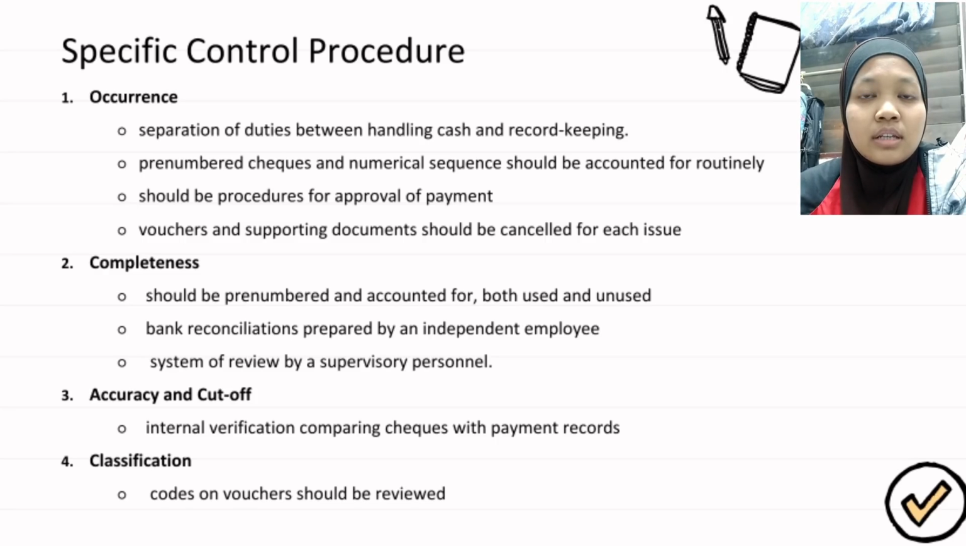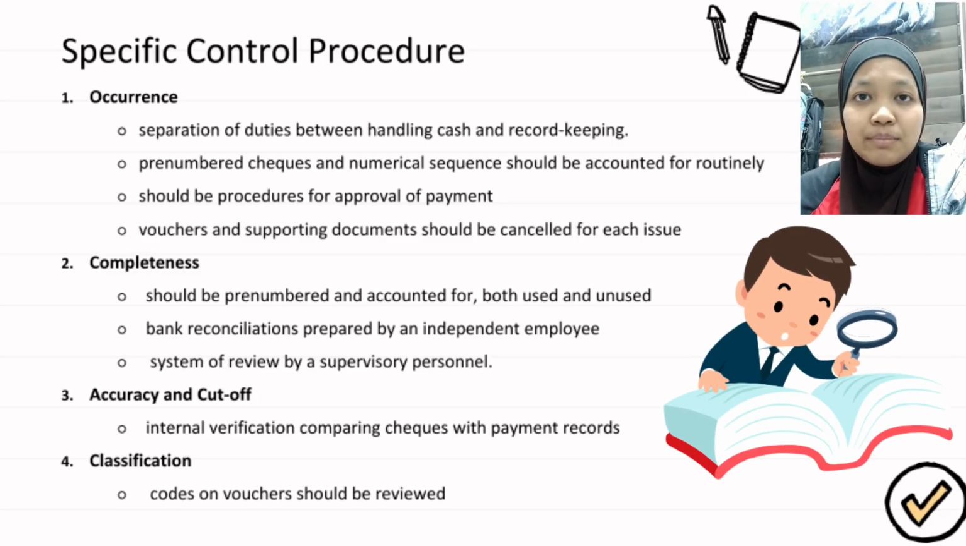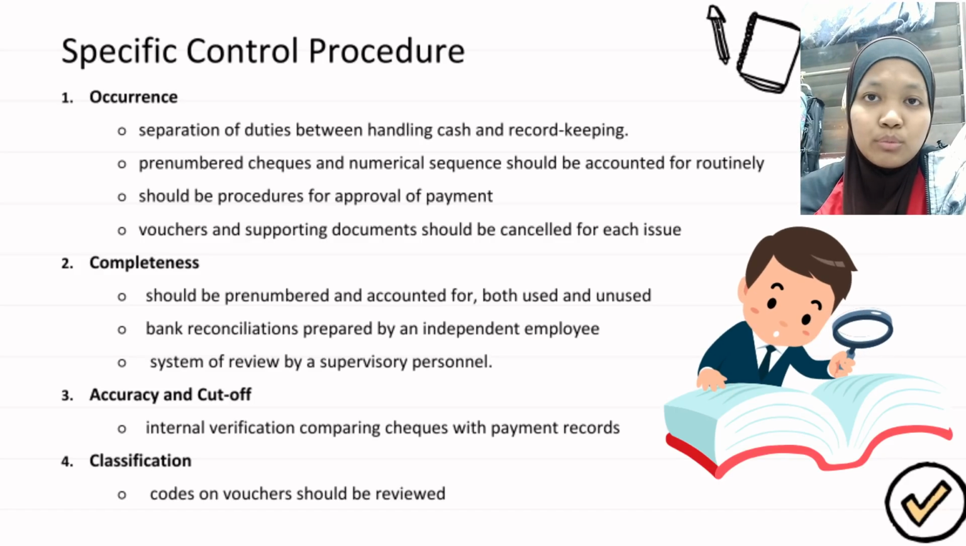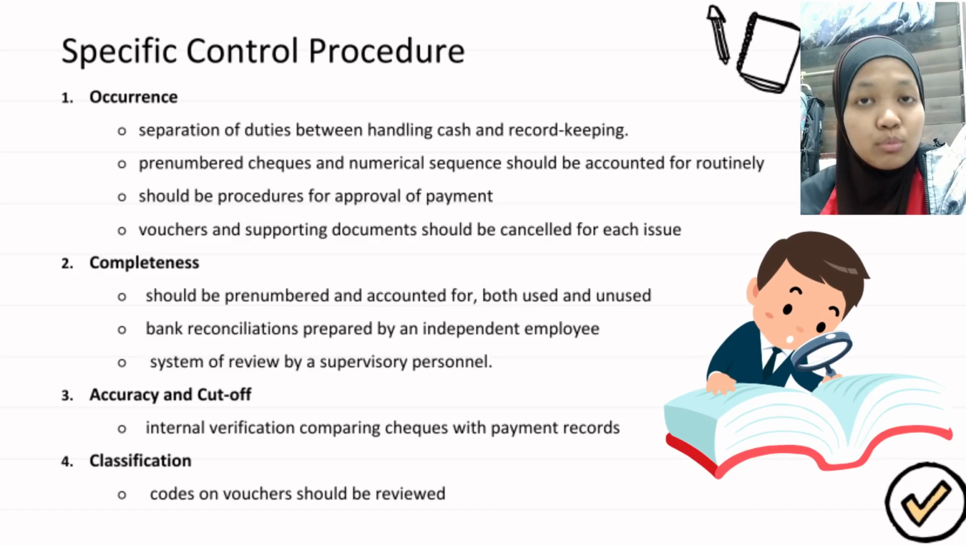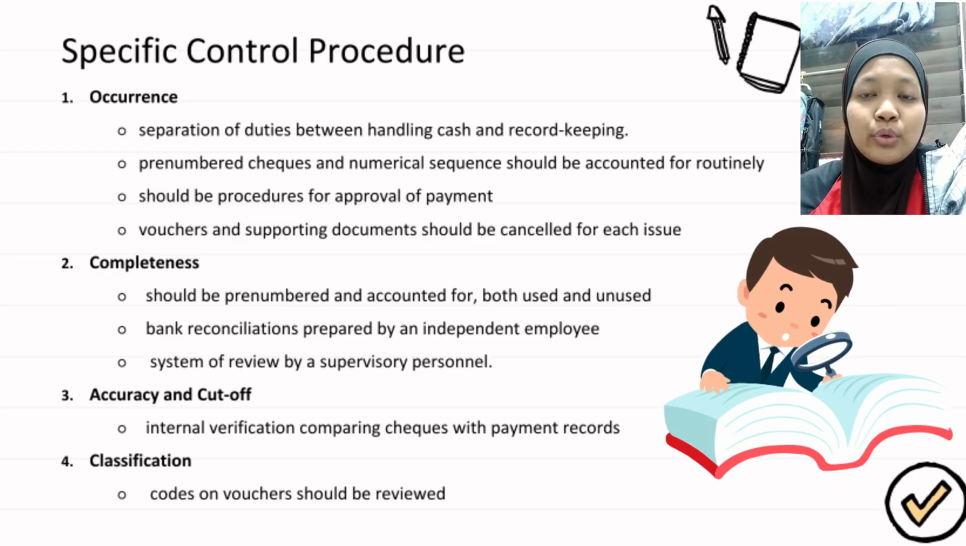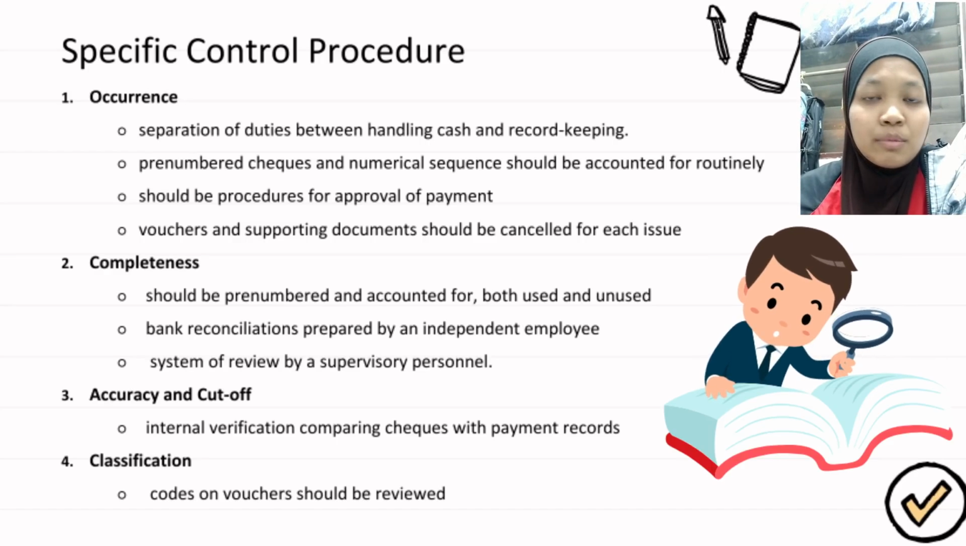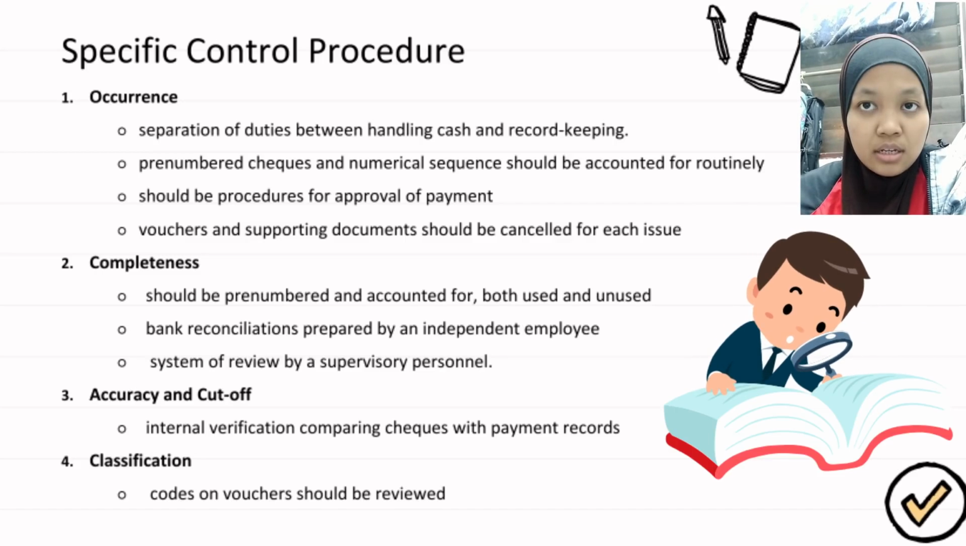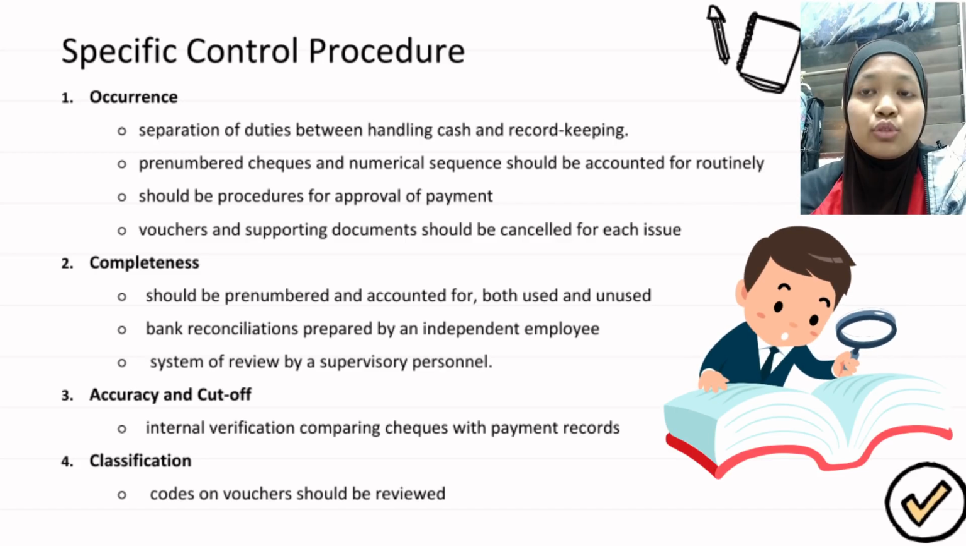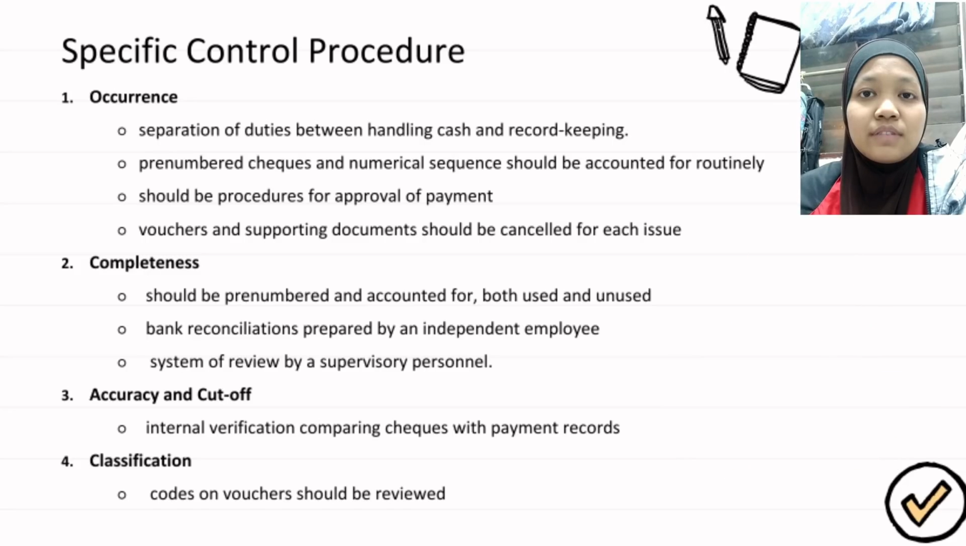Next one is accuracy and cut-off. Internal verification comparing checks with payment records. It means kita perlu bukti yang jelas ataupun yang mendalam yang membandingkan cek dengan rekod pembayaran untuk penerima bayaran, jumlah dan tarikh. It should tally. Lastly, classification. Account codes on voucher should be reviewed.